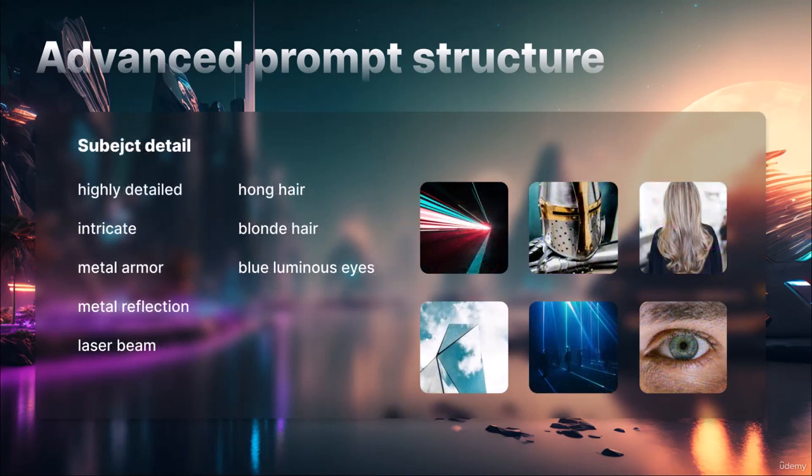Let's take a look at subject detail. This can be some detailed description of the main subject, such as facial features, hairstyles like long hair, curly hair, ponytail, etc. Or it could be the style and color of the clothing. You can also describe the texture of the subject, such as the luster of metal or patterns on metal, etc.